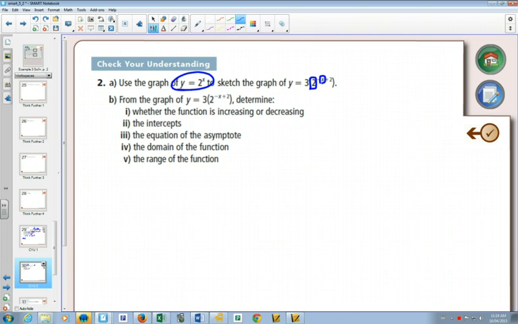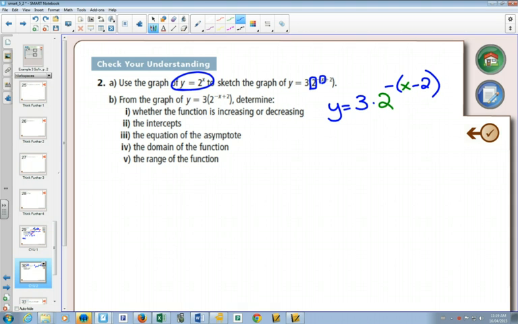So before we do anything, we have to factor that out. So I'm going to rewrite it. I'm going to put the 2 in a different color. We're going to factor out that negative. And then instead of x plus 2, it becomes x minus 2. So the green numbers are not going to affect our transformations.